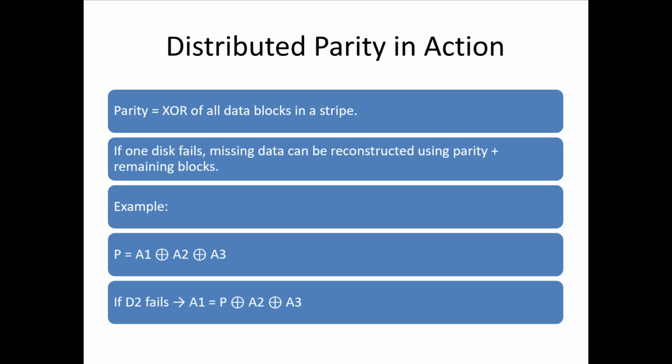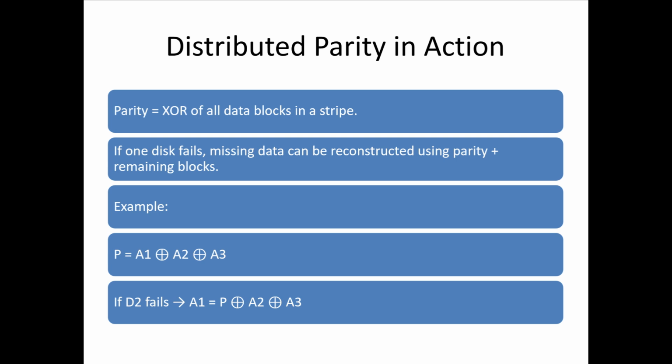So just like RAID 4, RAID 5 uses XOR for parity. So the parity is XOR of all data blocks for that iteration. So the parity value for the first iteration will be A1 XOR A2 XOR A3. And if one disk fails, the missing block can be reconstructed using that parity value and the remaining blocks. So for the first iteration, what we saw was that A1 was sitting on disk 2, A2 was on disk 3, A3 was on disk 4, and the parity value sat on disk 1.